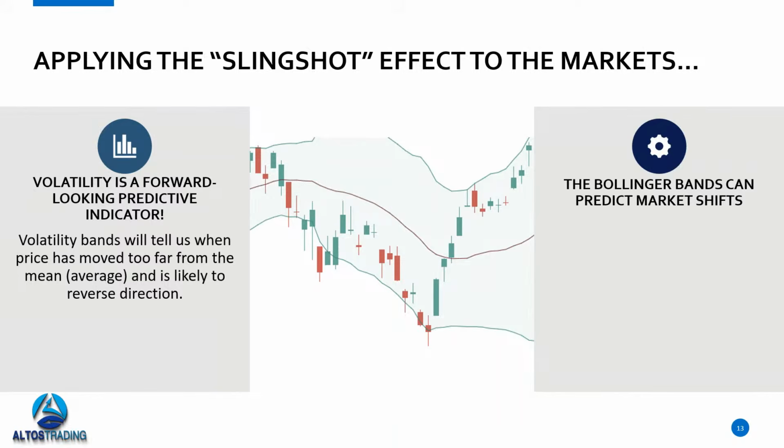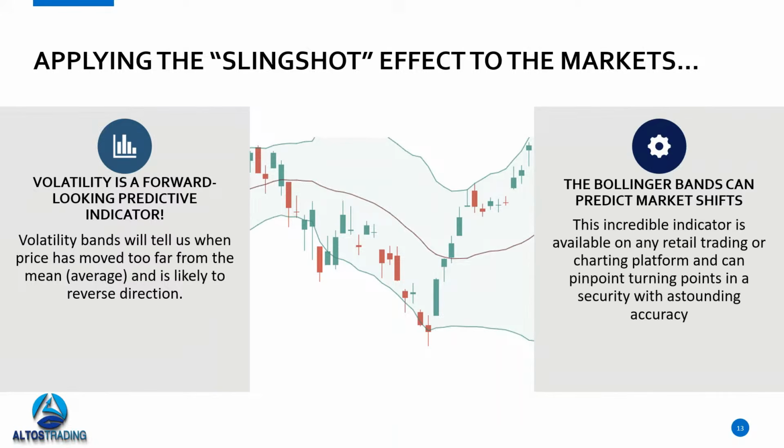And these bands are going to tell us when prices move too far from the mean or the average and is likely to reverse direction. Now, this indicator is available on the MetaStock platform. And like any other indicator, there's a multitude of ways to use it. You can give it to 100 traders. It can be used 100 different ways.